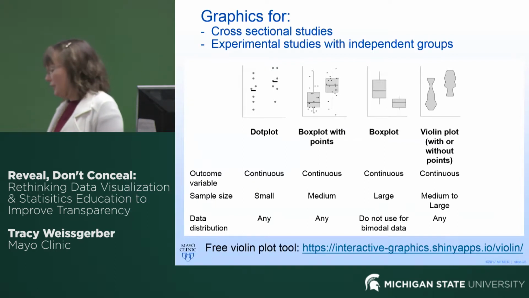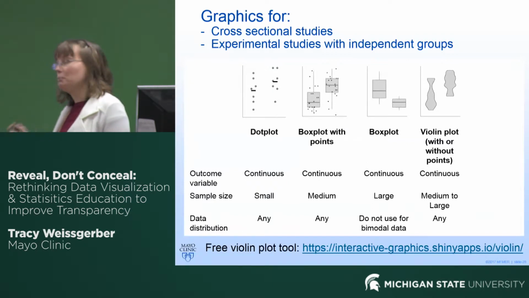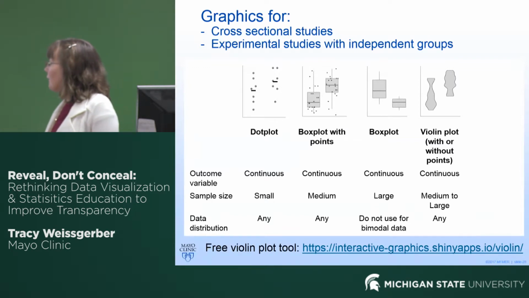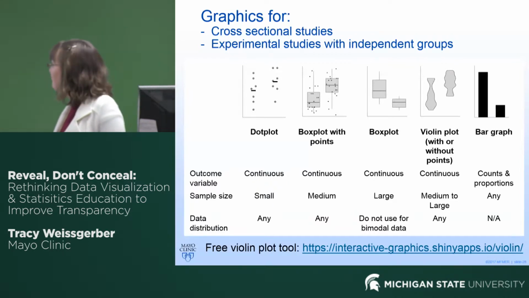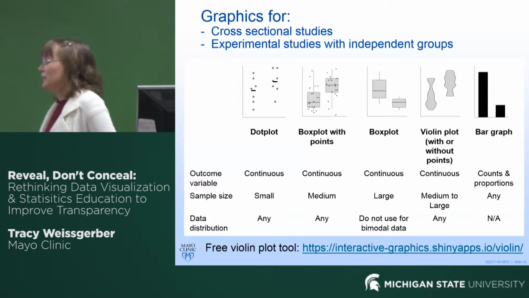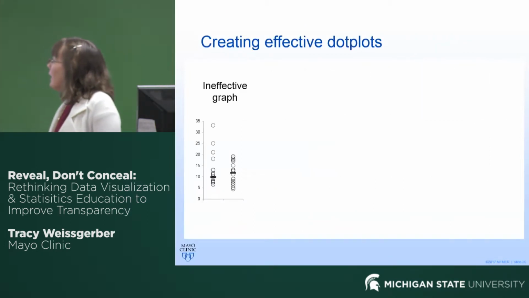The other alternative, if you're not a fan of box plots, and I know there are lots of basic scientists who aren't, is to go with something called a violin plot. And you can show the data points on this, or you can take the data points off, depending again on your sample size. So again, useful for continuous variables, medium to large sample size, and you can use this with any distribution. So it will show a bimodal distribution if you use this type of plot. And essentially what you're doing here is you're taking all the data points and showing the distribution. And the last thing is your bar graph. Your bar graph you don't use for continuous data, you're going to use it for counts and proportions. And it can be used for any sample size.